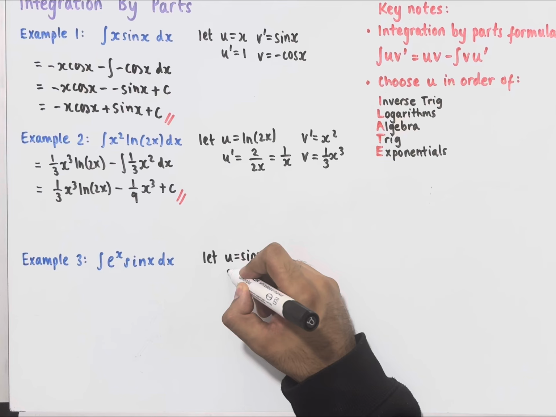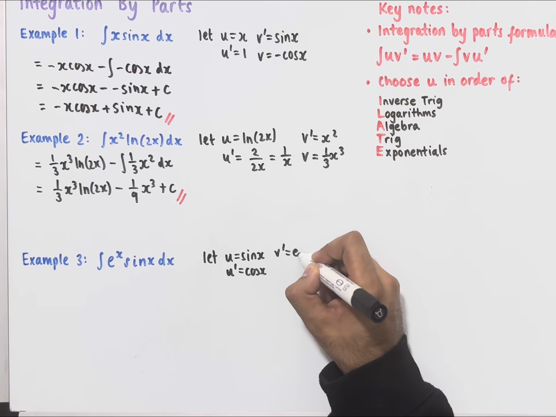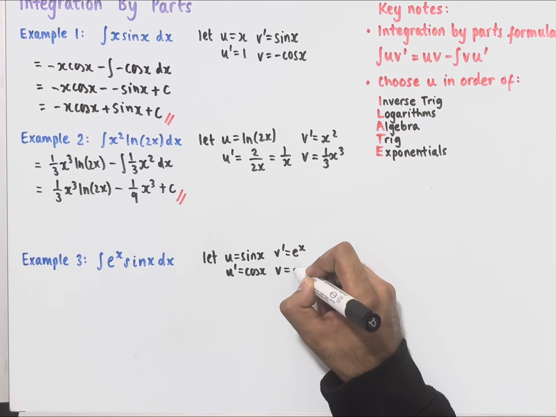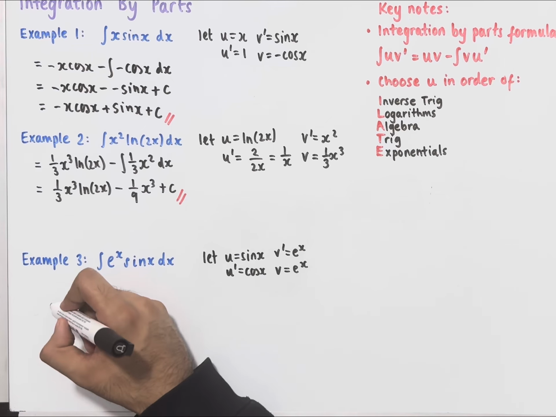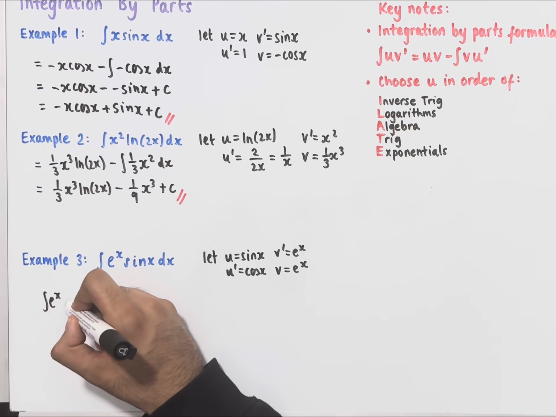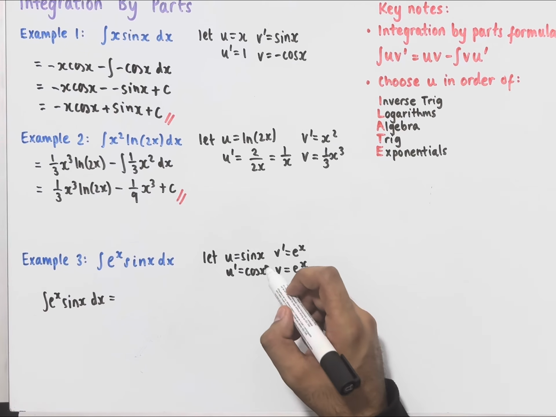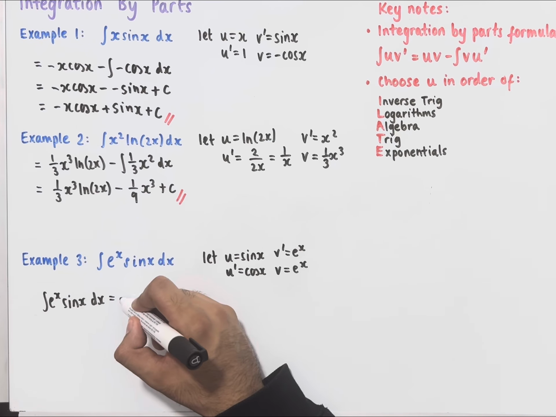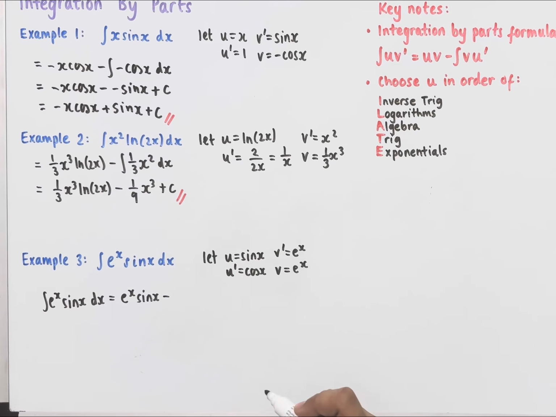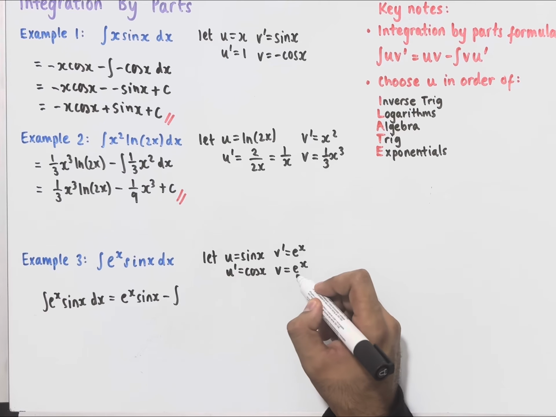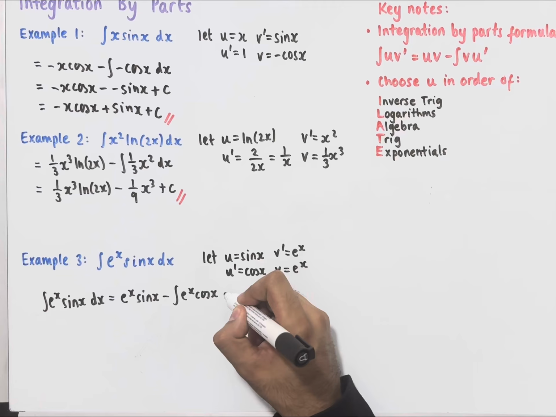If we now differentiate this, we get u dash, which equals cos x, and now v dash must be equal to e to the x, and v equals e to the x. Now using the integration by parts formula and also writing this out, we have the integral of e to the x sine x with respect to x equals uv, which is sine x times e to the x, and that gives us e to the x sine x, minus the integral of v u dash, which in this case is e to the x times cos x, and we're integrating with respect to x.